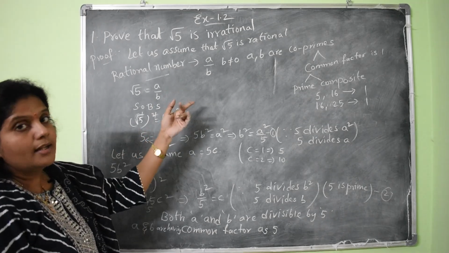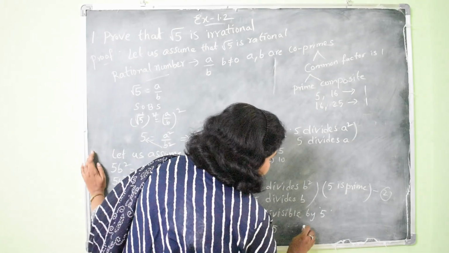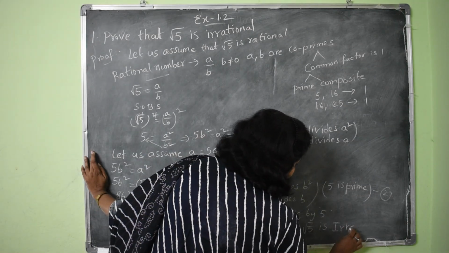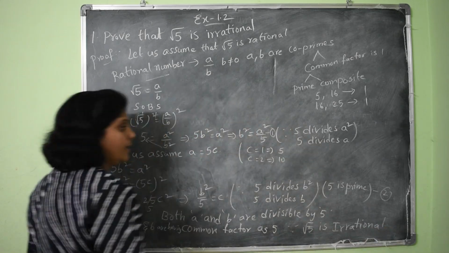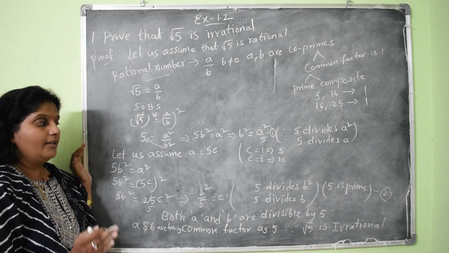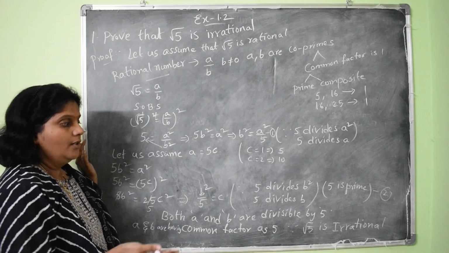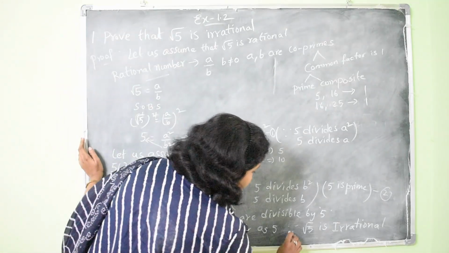Means root 5 is not a rational number. So if root 5 is not a rational number, obviously root 5 is irrational. Opposite to rational number is irrational. Real numbers consist of only two things, rational and irrational. If it is not rational, then obviously it will become irrational only. So we can prove that root 5 is irrational, hence proved.